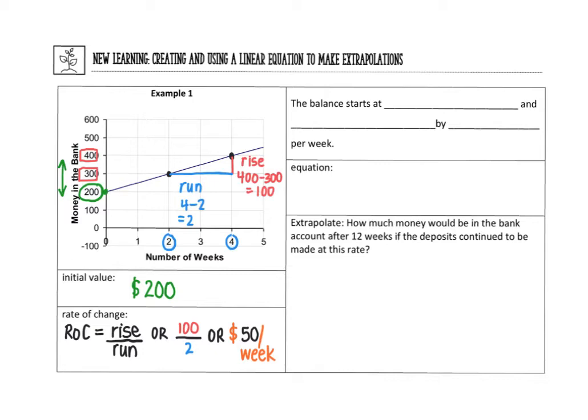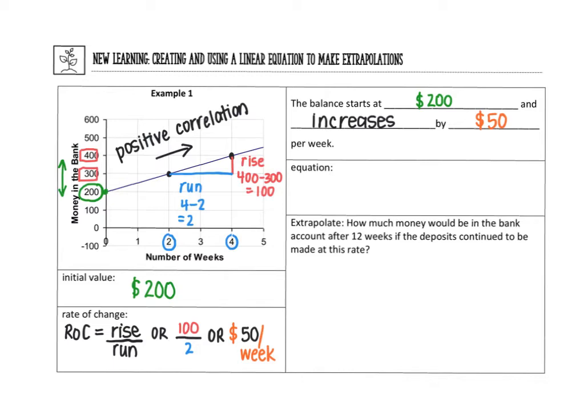So we know that the balance starts at $200 and it increases. We know this because the line is going up from left to right. It's a positive correlation. It increases by $50 per week. That's the rate of change. So we can use this information to create our equation.